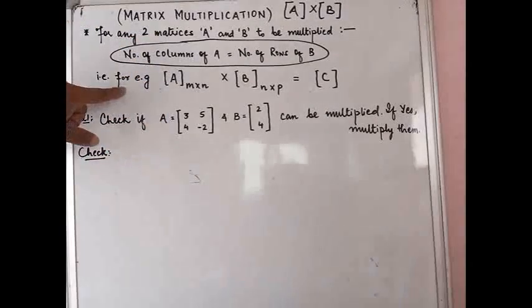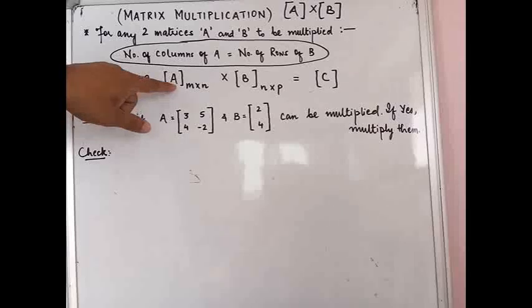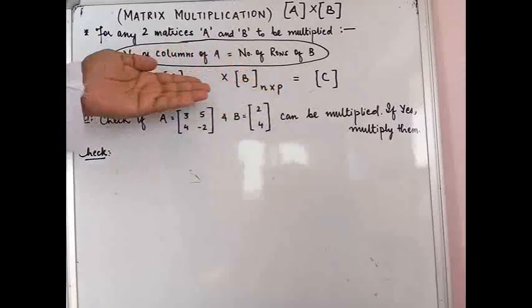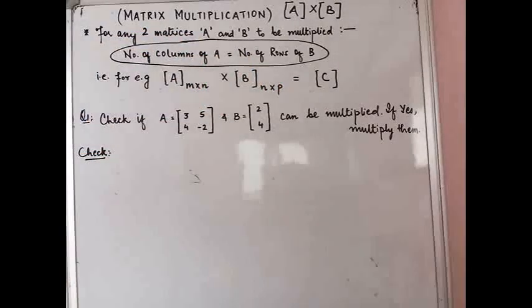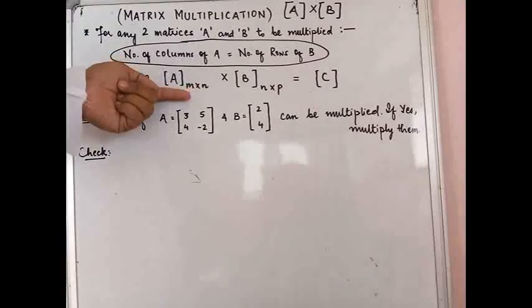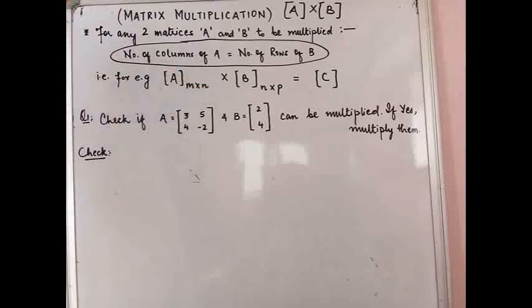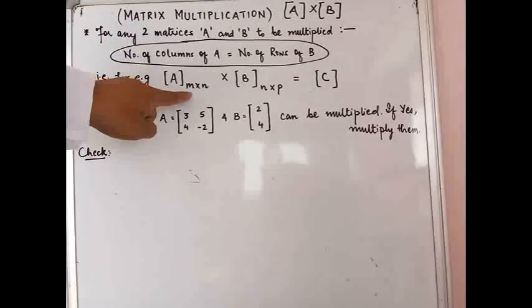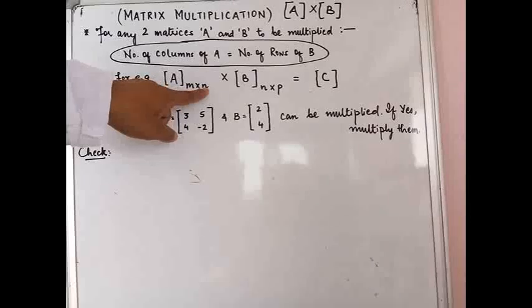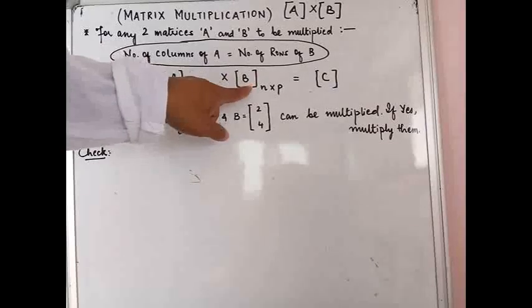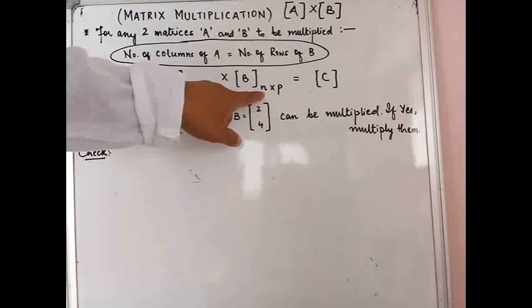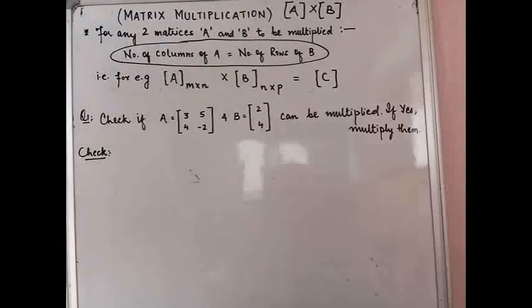For example, I have written over here, in general form for now, we will deal with the questions a little later. Suppose matrix A has the order m by n. You must all remember, m is the number of rows, n is the number of columns. Similarly for the other matrix B, n is the number of rows and p is the number of columns.